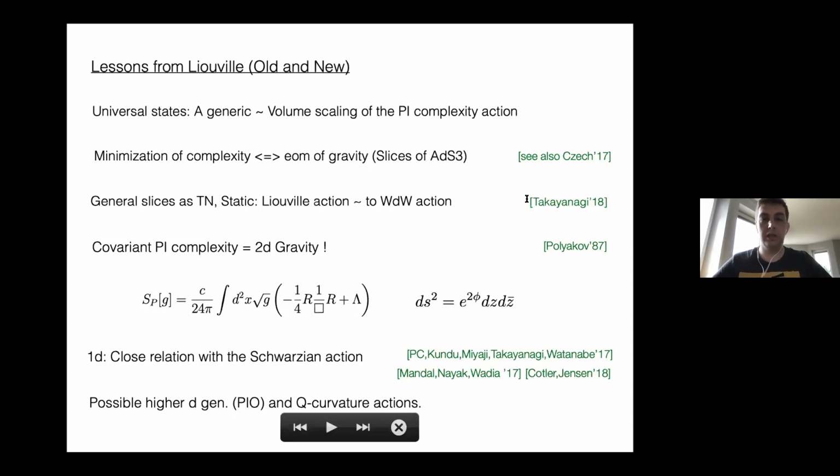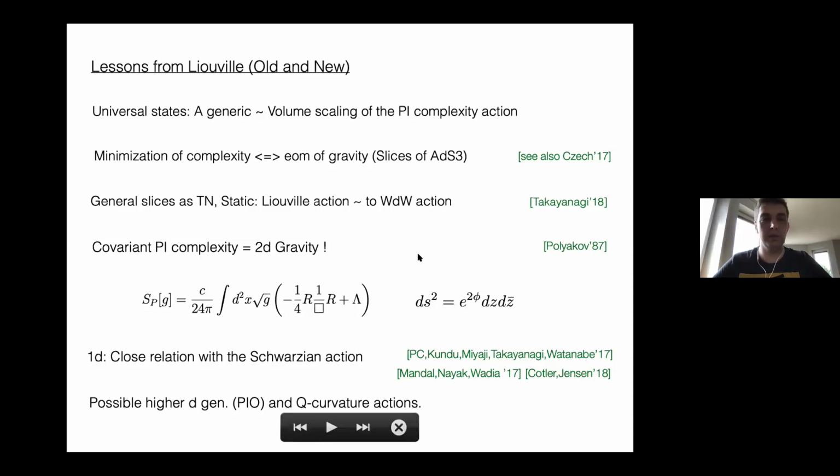In general, Tadashi also took it to another level and generalized this procedure to arbitrary, even Lorentzian, slices in AdS/CFT. He argued that we can think about general holographic slices as some tensor networks of path integrals. And he also showed or argued that at least for static cases, the Liouville action seems to reproduce the value of the Wheeler-DeWitt action for complexity.